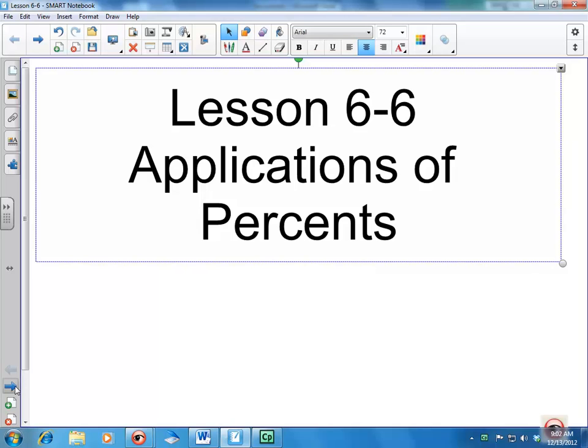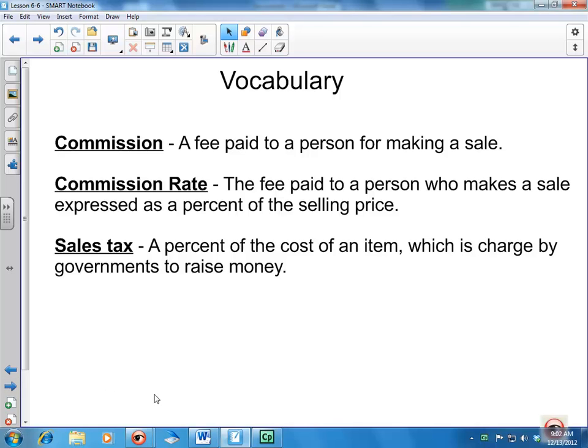Today we are going to be talking about applying percents. We've done percent increase, decrease, finding percents. Well, today we're going to be applying those. Okay, we do have three vocabulary words.